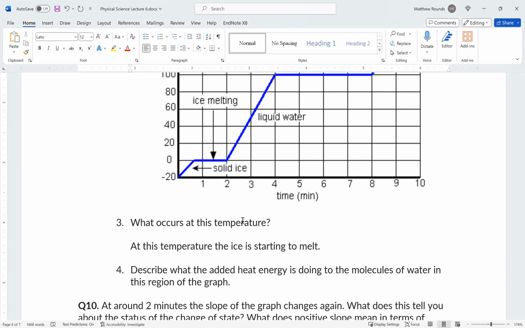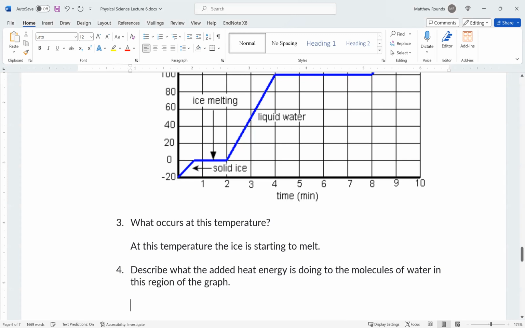Number 4 says describe what the added heat energy is doing to the molecules of water. So they're basically asking for your understanding of molecules and melting. What could the molecules be doing to cause it to melt? And maybe think back to that video we watched on the molecules moving around. From the video, when they were moving around, the first time they were all hitting each other, but the second time they weren't.